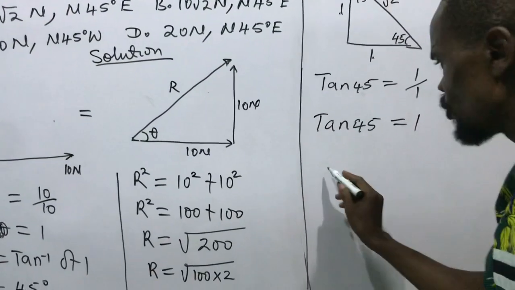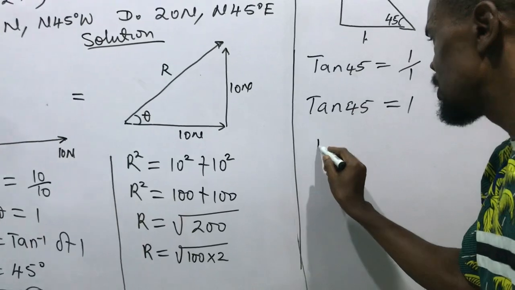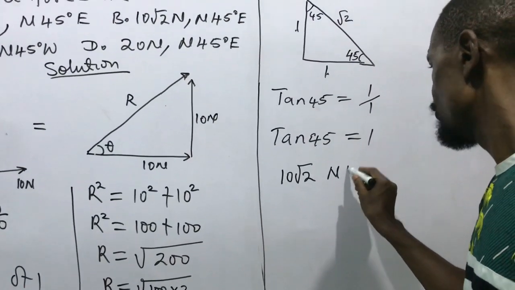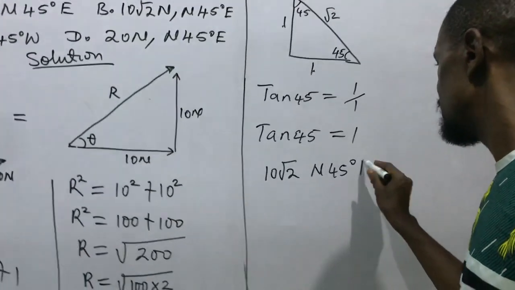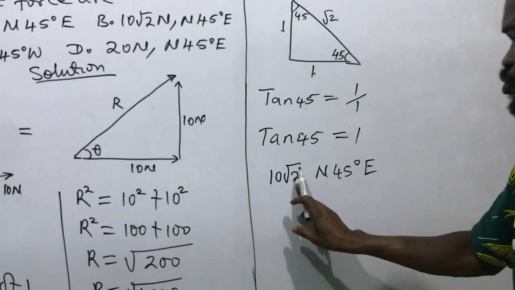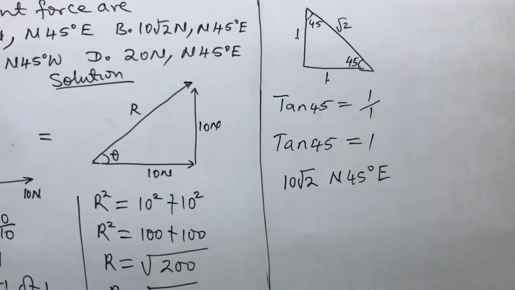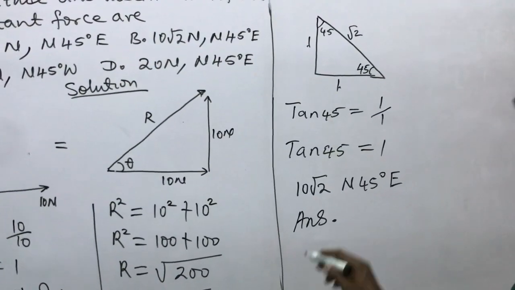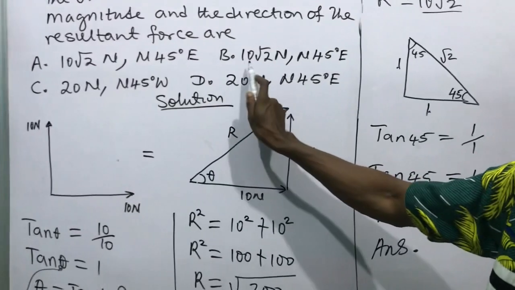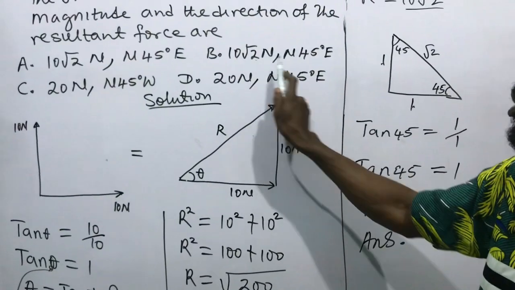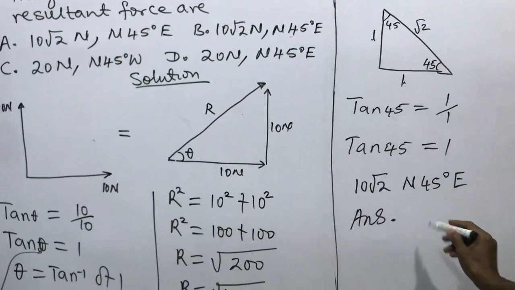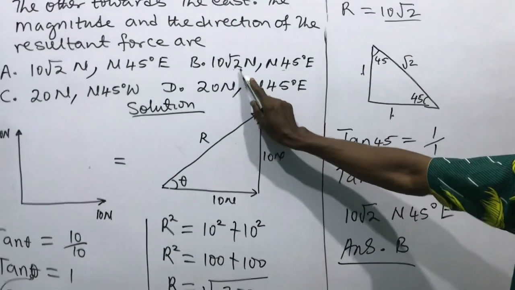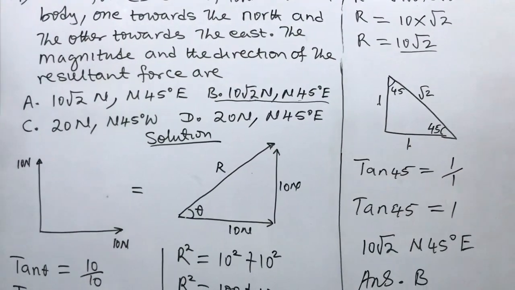I can now say my resultant force is 10 root 2 north 45 east. That's 10 root 2 north 45 east. Looking at the options over there, my answer is 10 root 2 45 east. And my option is what? Option B. Option B is our answer.